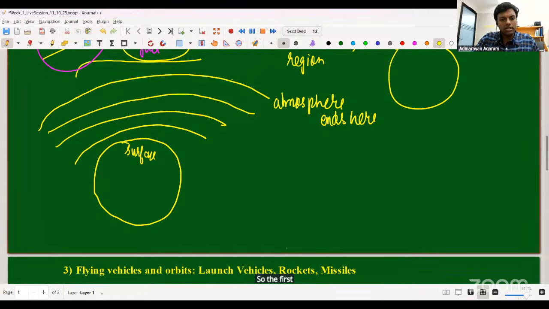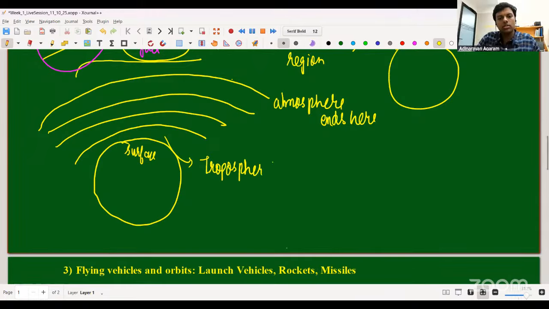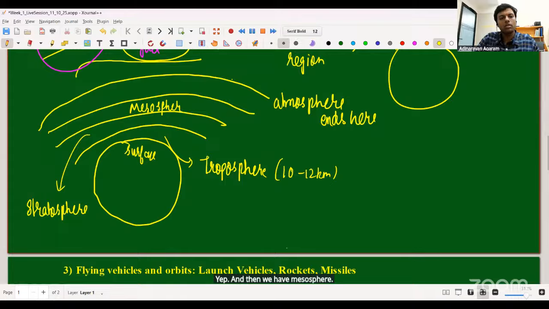The first one is called the troposphere, which goes up to roughly 10 to 12 kilometers. Then you have the stratosphere, then the mesosphere, thermosphere, and then the exosphere. Exosphere is the last, so this is the end. I'll indicate the end with a pink line, probably. And then this is your exosphere.